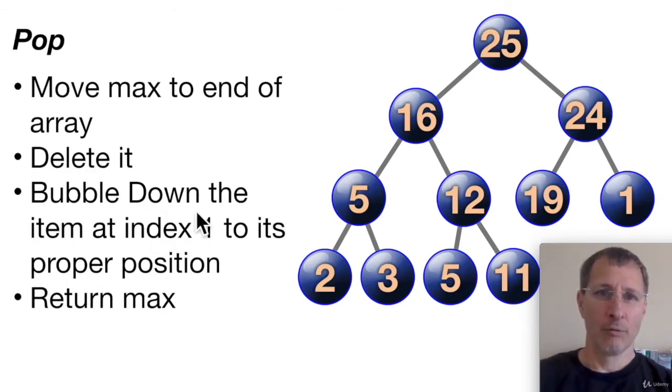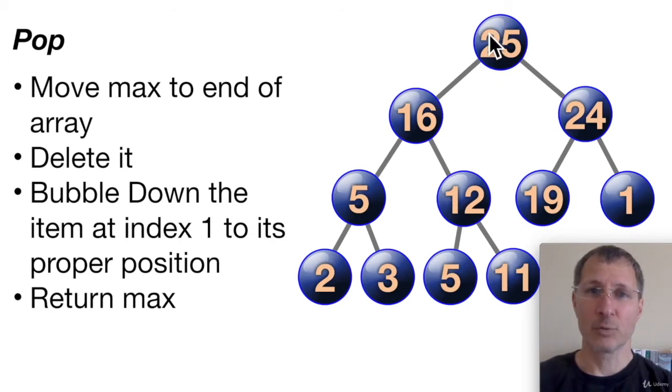And in pop, first we're going to move this topmost item. We want to pop off the max, which we know is in index position 1. First we're going to swap it with the item in the last position. Then we're going to delete it from the heap. And then we're going to bubble down the item here to its proper position. So let's take a look at the example. So 11 is in the last position. 25 is the item we want to pop. So we're going to swap those two. 25 and 11 swap places.